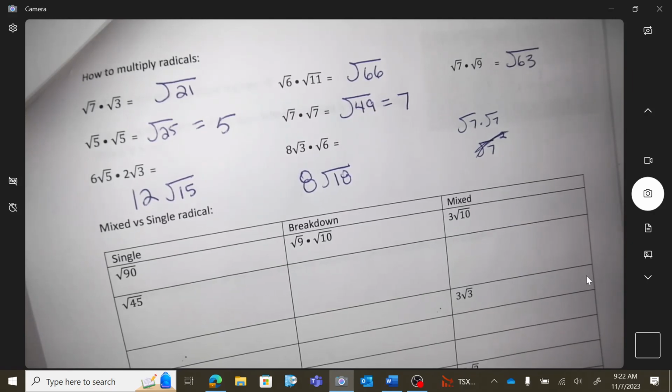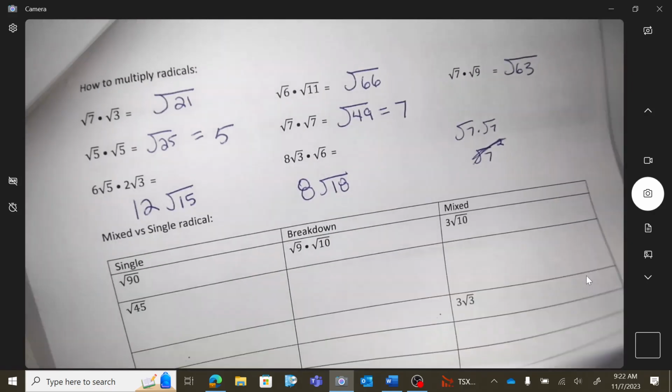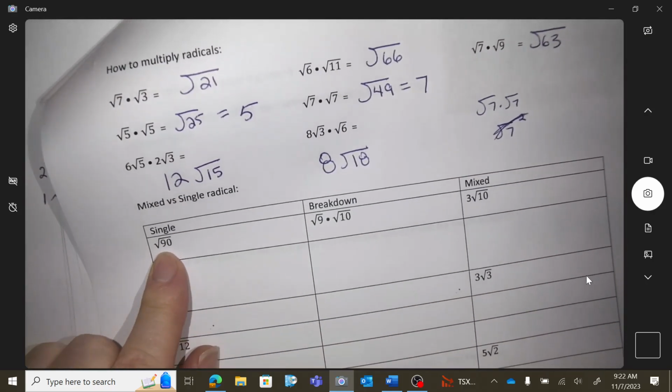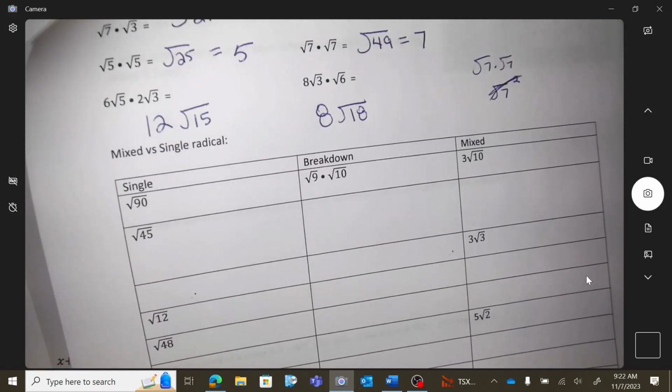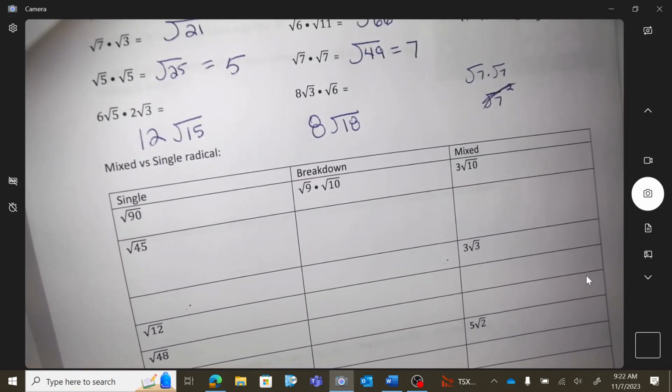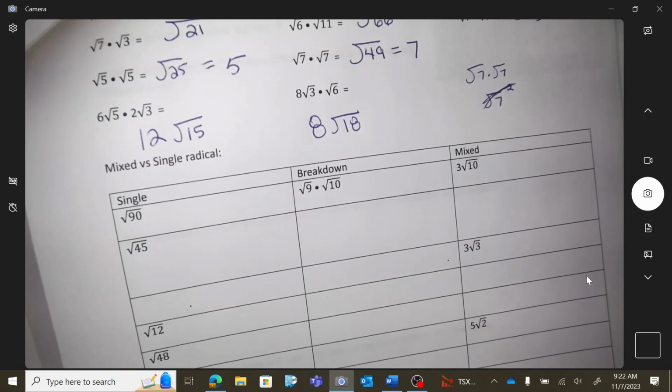Okay, breaking down radicals. So here's what I'm going to do. 90. I'm trying to think of how to divide 90 by my magic square numbers. Do you have them all memorized? 1, 4, 9, 16, 25. Those are magic square numbers.